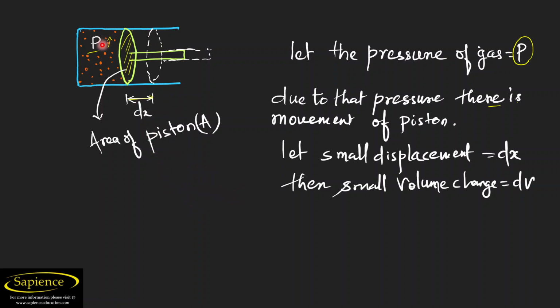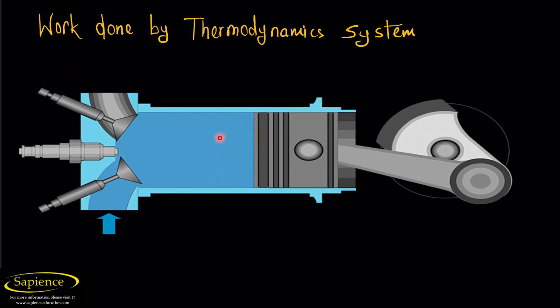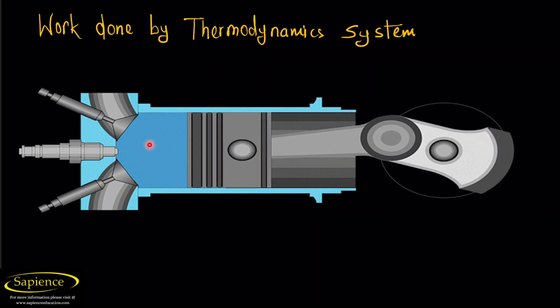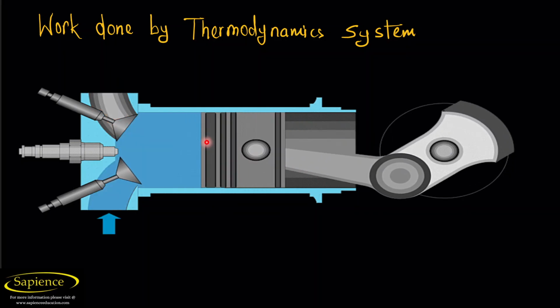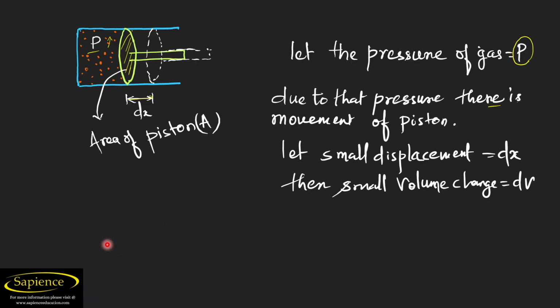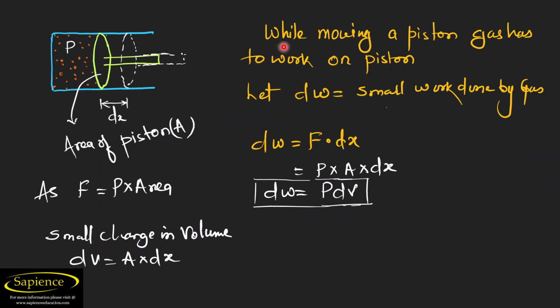Due to the gas pressure, there is a movement in the piston, the piston moved about dx length, and the area of the piston is A, and due to this there is a change in volume as the gas has expanded. As you can see here, the volume of the gas is changing. In contraction it is decreasing, in expansion it is increasing. Now while moving the piston, gas has to work on the piston. As soon as it moves, it means the gas is doing work on the piston.